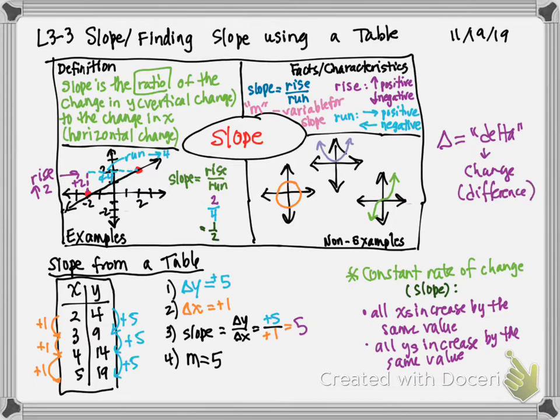So it's just a shortcut way of writing that. I think we put that in the notes yesterday, but I said I'd talk about it a little bit more. All right, so that does it for finding slope from a table. We're going to go to the next page.